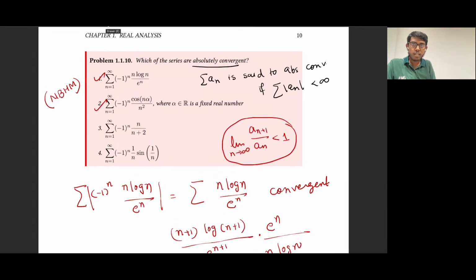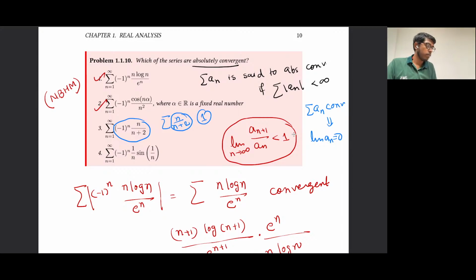Now let's see the third one. If you take the absolute value, you will get summation n by n plus 2. What is the limit of this? The limit as n tends to infinity is 1. And we know that if summation an is convergent, then limit an will be 0. But here the limit of an is 1, so this is not convergent. And let's see the fourth one.